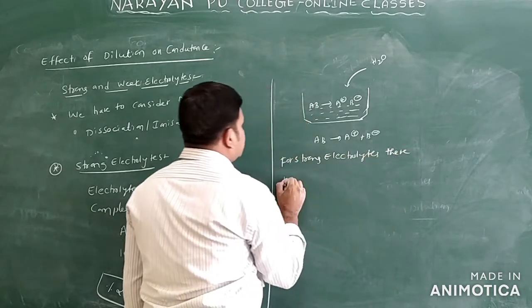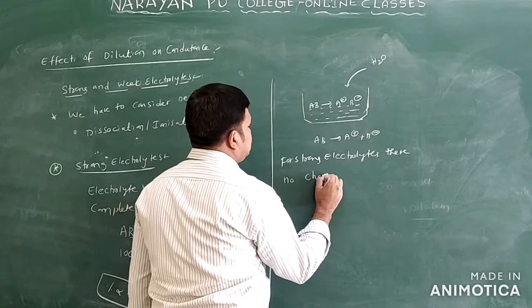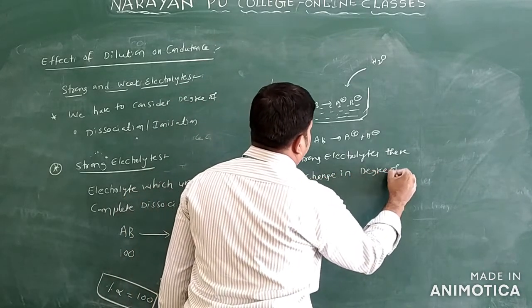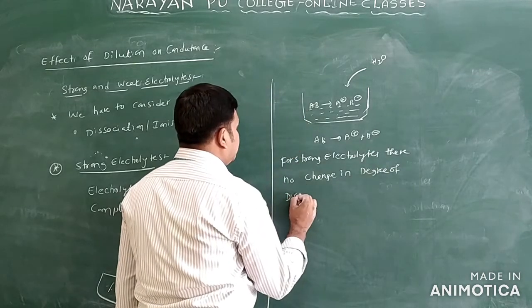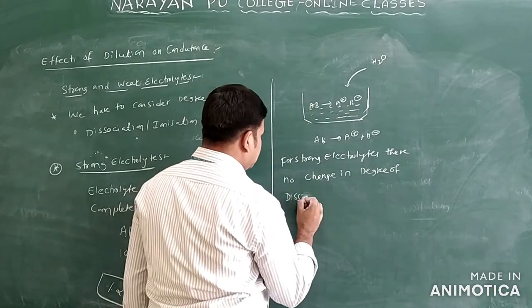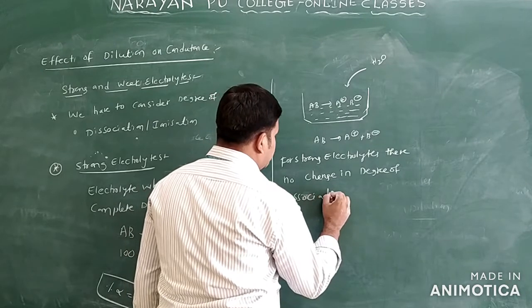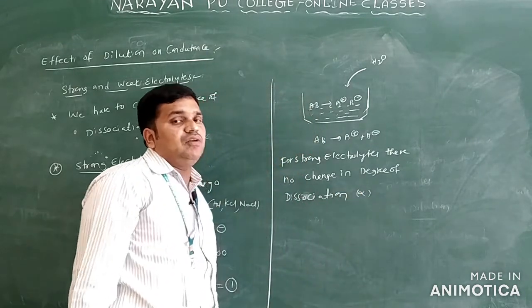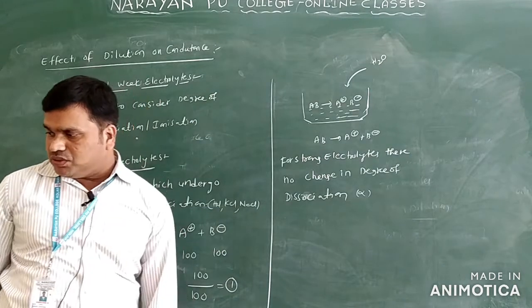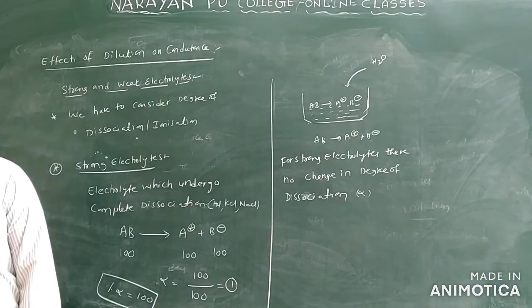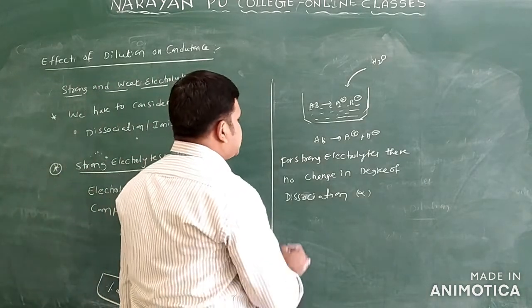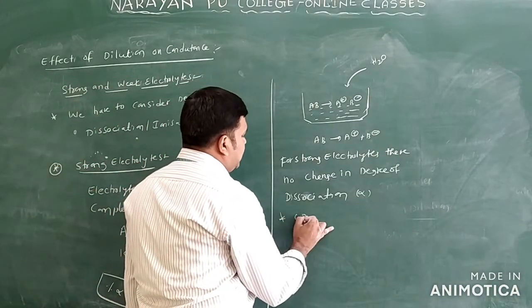There is no change in degree of dissociation only. What is the degree of dissociation? The alpha value does not change in the solution. So upon dilution, the degree of dissociation does not change in case of strong electrolyte only. We will write one point here.